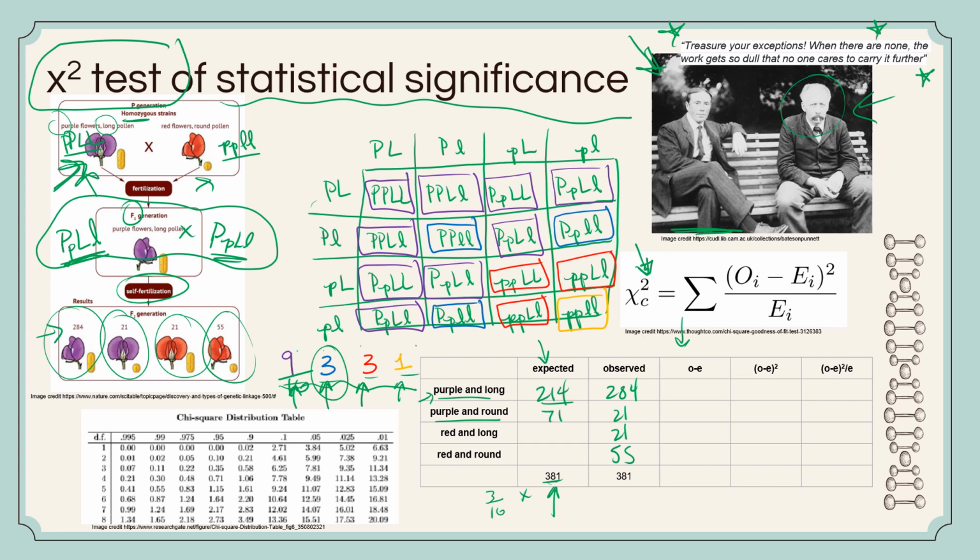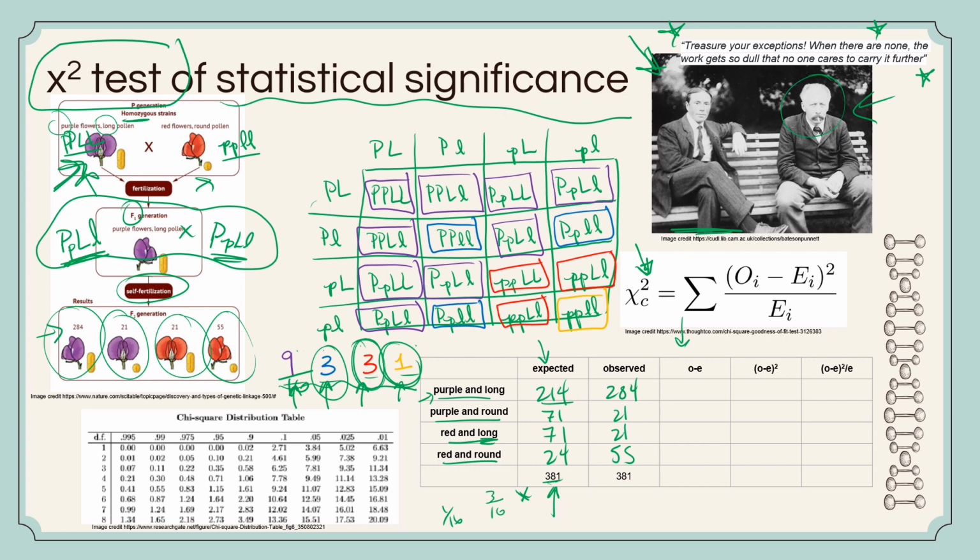Purple and round. Red and long is also that 3 out of 16. 3 out of 16 is still 0.1875 times 381. We should have 71 offspring that are red and long, sorry. Then red and round, we have 1 out of 16. So 1 out of 16 is 0.0625. 0.0625 times that 381, we're going to get 23.8. I'm going to round that to 24 offspring are expected to be red and round.